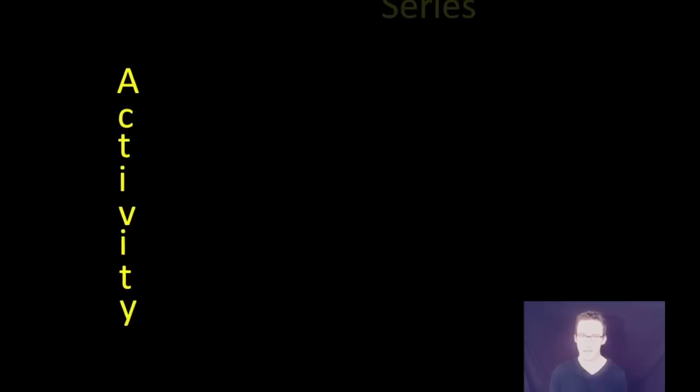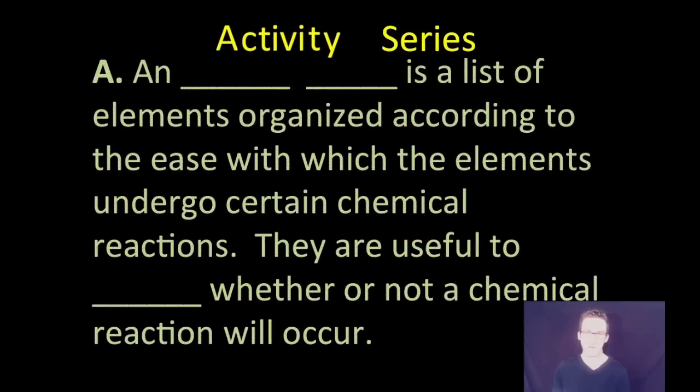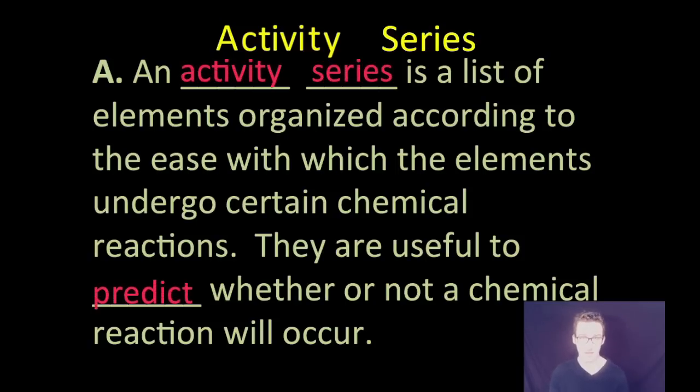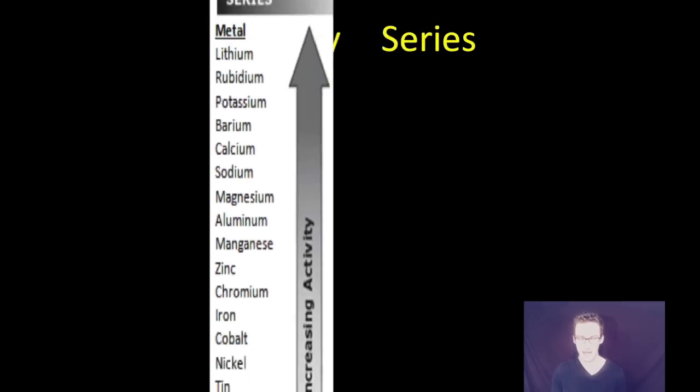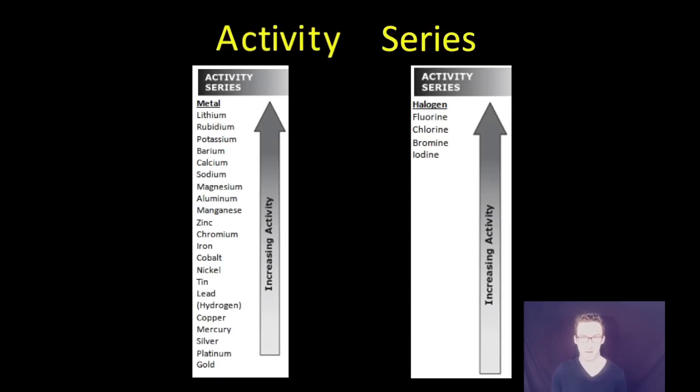Okay, first things first, what is an activity series? How are we going to use this thing to help us determine whether or not a chemical reaction will occur? Well, an activity series is just a list of elements that's organized according to the ease with which those elements undergo certain chemical reactions. And it's going to be really useful then to help us predict whether or not a chemical reaction will occur. If you take a look at your notes there, you're provided with a couple of activity series. One of the activity series is for metals, the other is for nonmetals. But again, it's just a list that organizes those elements based on their reactivity.